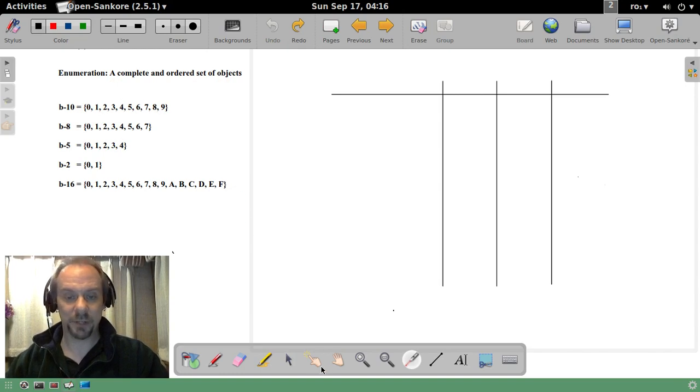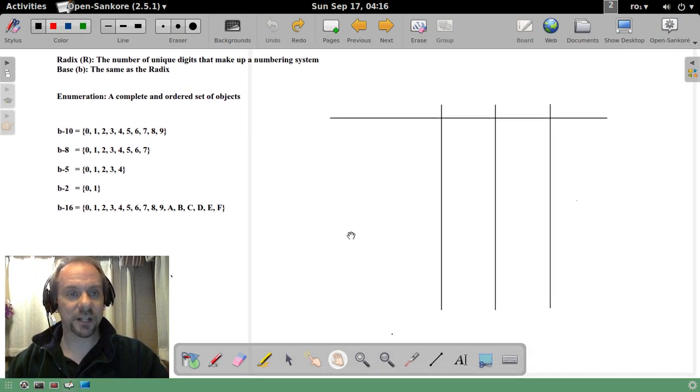I should say that number systems are further defined by their radix or their base, and these terms are interchangeable. So the radix or base is the number of unique digits that make up a numbering system. So for base 10, the enumeration is 0 through 9, for 10 unique digits, so that's our radix. In octal, our enumeration is 0 through 7. These are our digits. There are 8 unique digits, so base 8.